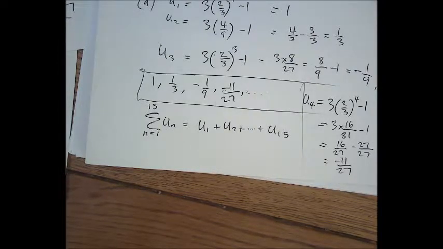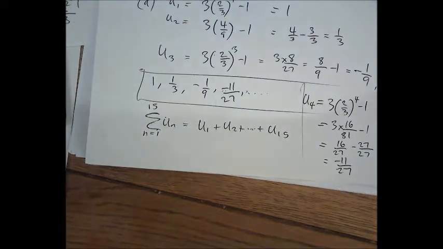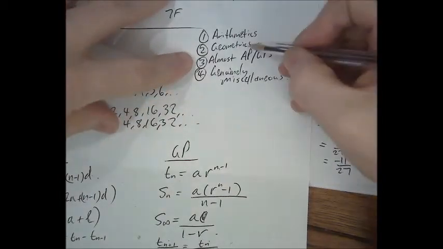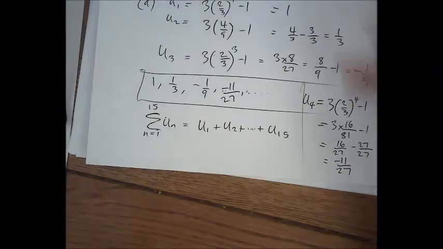Okay, so this is definitely not a geometric series. So how on earth am I going to add it up? Okay, well, let's just come back to our original set of categories. It's not a geometric, it's clearly not an arithmetic, because that minus that is not the same as that minus that.